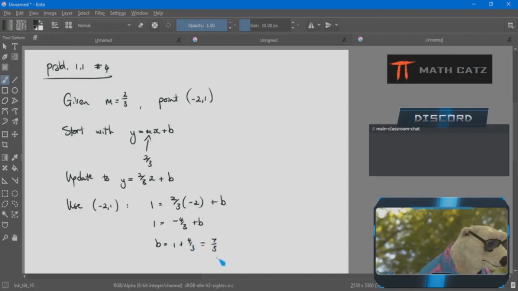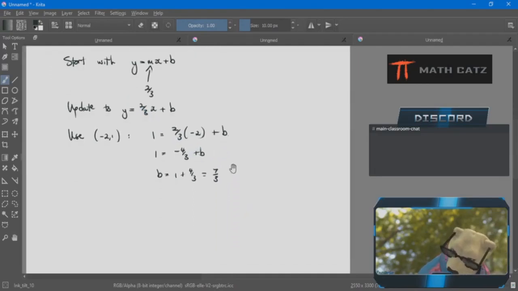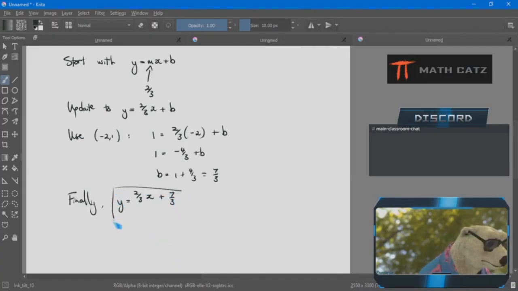7 over 3. Now I can go decimal here, but then I have to round it, and I don't want to do that. It might not look ideal, so let's just leave it as a fraction. My slope is in fraction form anyway. So finally, I have what they're looking for, y equals 2/3 x plus 7 over 3. Let's put a box around it.